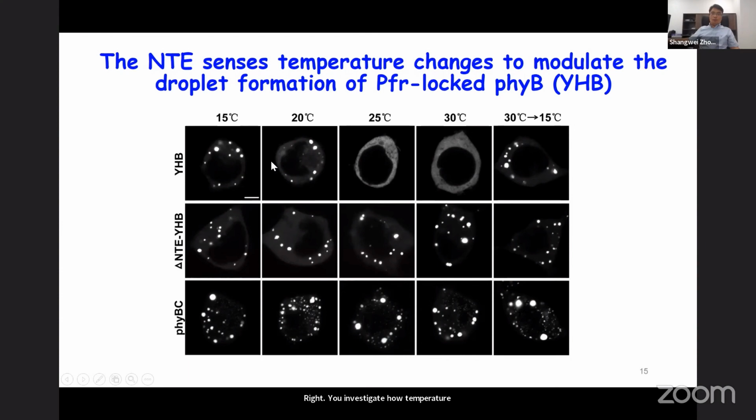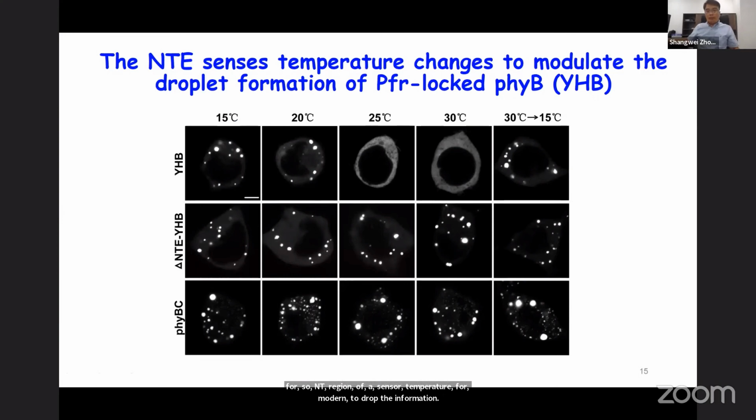regulates this droplet formation. We still use the YHB to exclude the light effects. We found the temperature will reversibly regulate the YHB foci. However, when the NT region is deleted, this truncated YHB can form foci, but cannot respond to temperature. Phy segment also forms foci, but did not respond to temperature. Therefore, the NT region of Phy senses temperature changes to modulate the droplet formation of YHB.